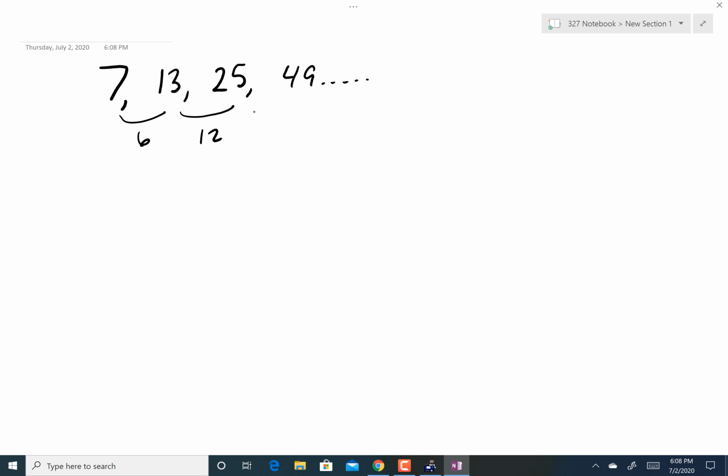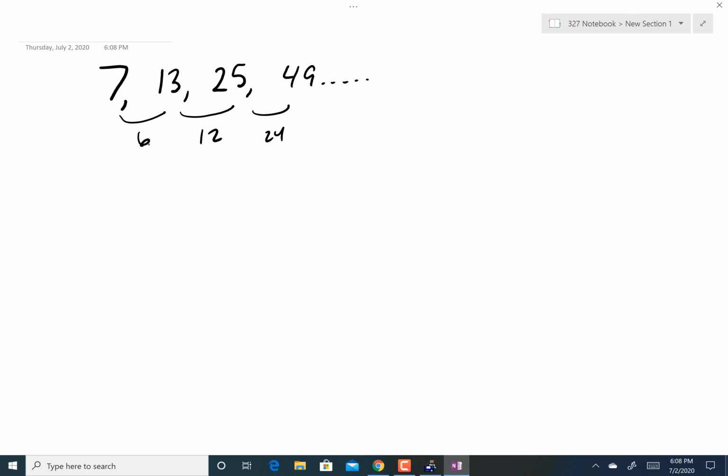Okay. Here's one. When you look at this, you're like, oh, interesting. Something maybe occurs to you. Let's go ahead and subtract them. 6 is the first difference. 12 is the next difference. 24 is the next difference. Oh, hey, wait, that's crazy.